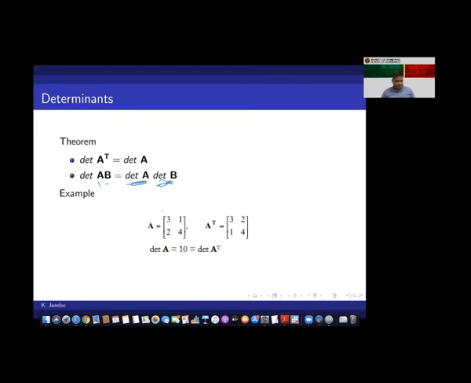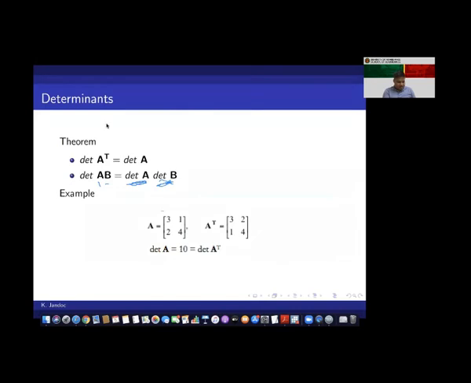Okay, so as an example of the first bullet point, you see A here is 3, 1, 2, 4. A transpose is just getting the rows of A and making them columns. So 3, 1 is here. 2, 4, the second row becomes the second column. Okay, so here, you can verify it.